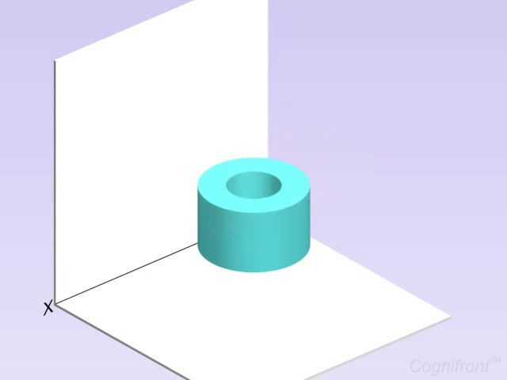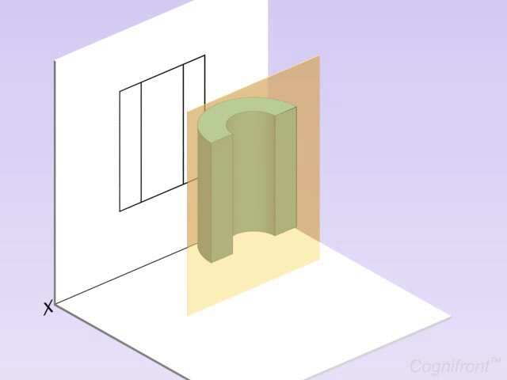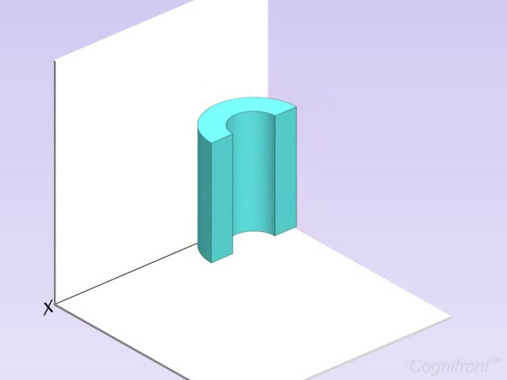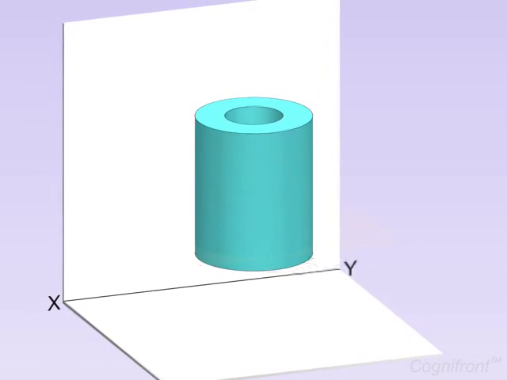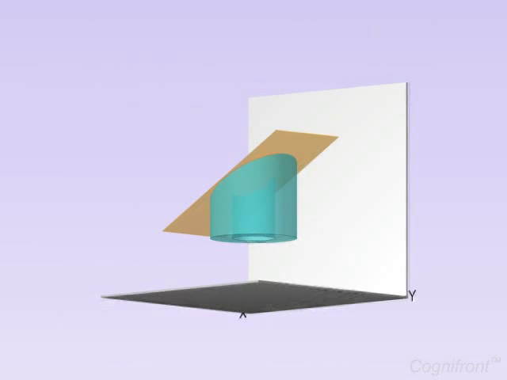Likewise, when the section plane is parallel to VP, the front view shows the true shape. And when the section plane is inclined to HP and perpendicular to VP, then the projection of the cut section on an auxiliary plane parallel to the section plane shows the true cut section.